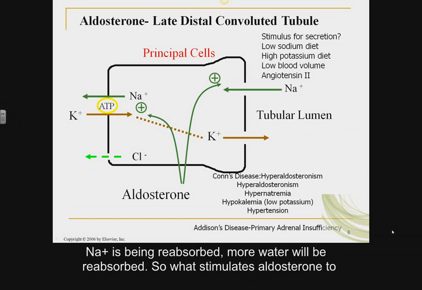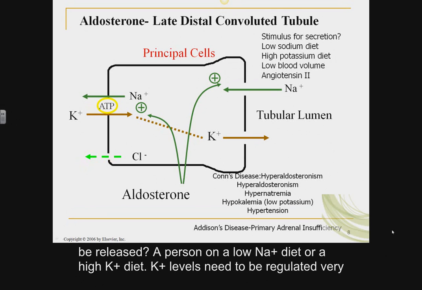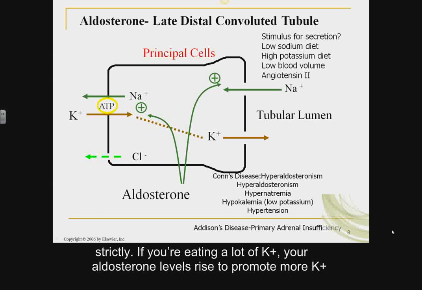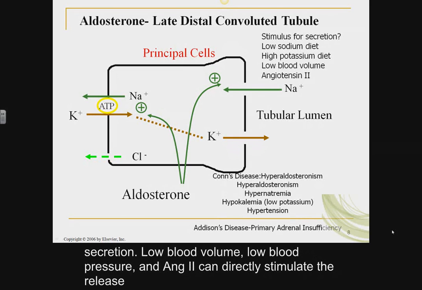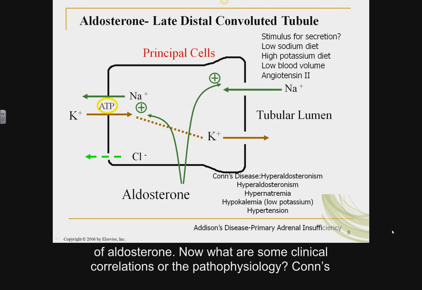What stimulates aldosterone to be released? Well, a couple things. A person on a low sodium diet or a high potassium diet. Potassium levels need to be regulated very strictly. If you're eating a lot of potassium, your aldosterone levels rise to promote more potassium secretion. Low blood volume, low blood pressure, and angiotensin 2 can directly stimulate the release of aldosterone as well.